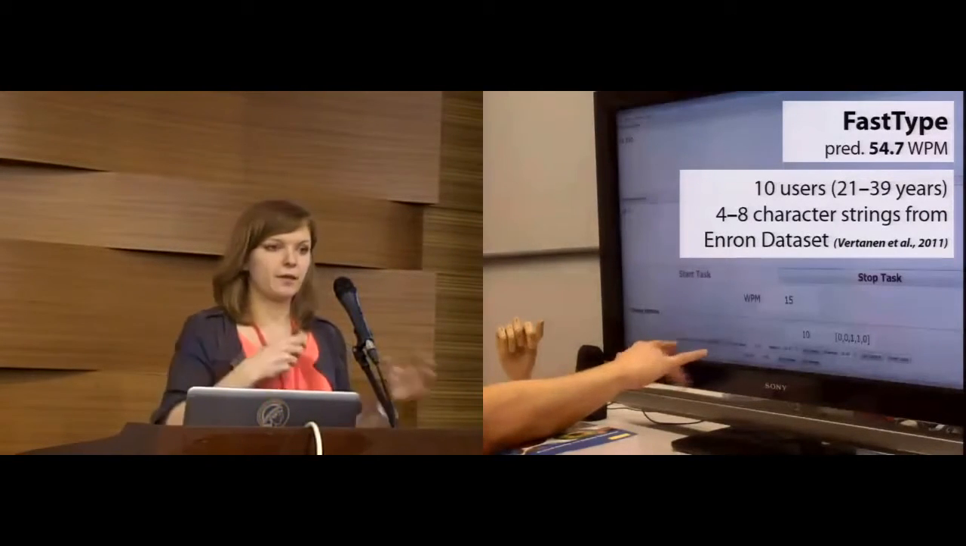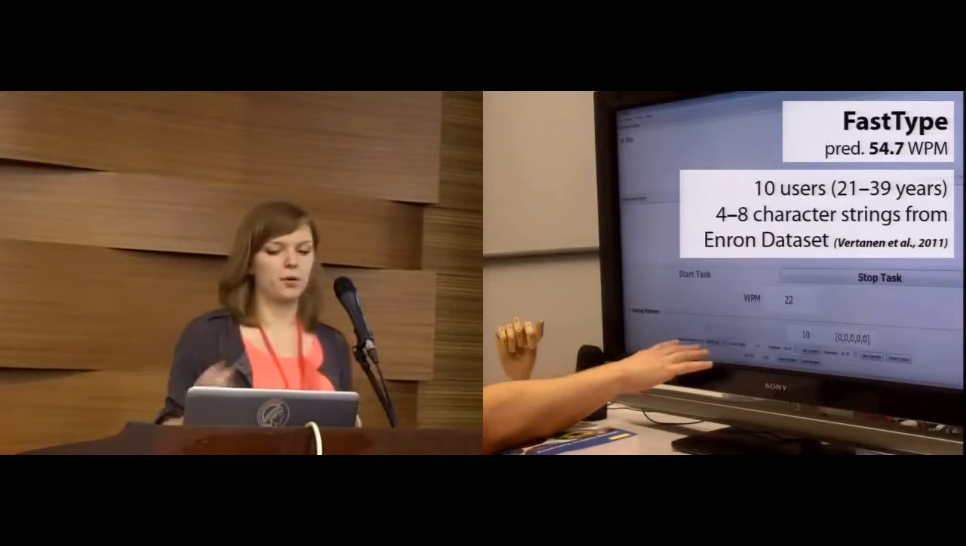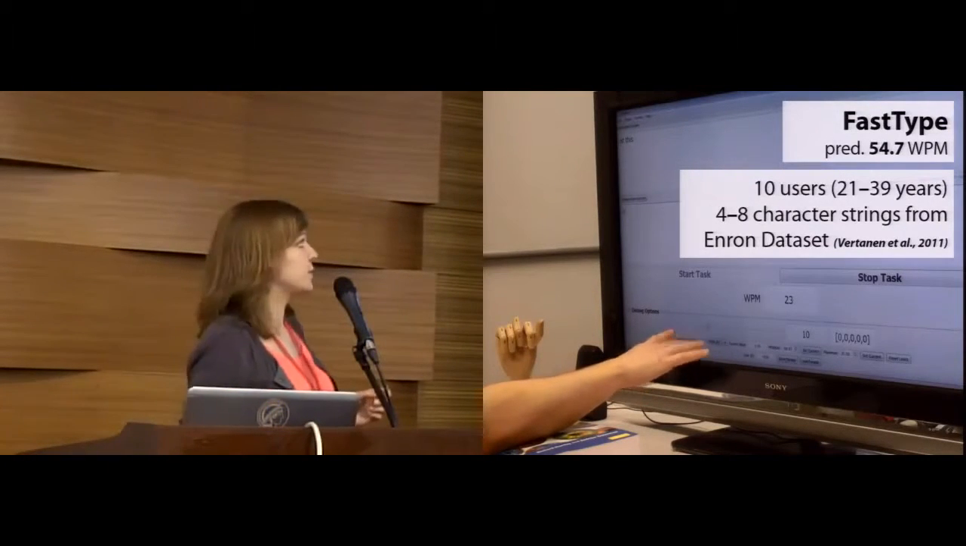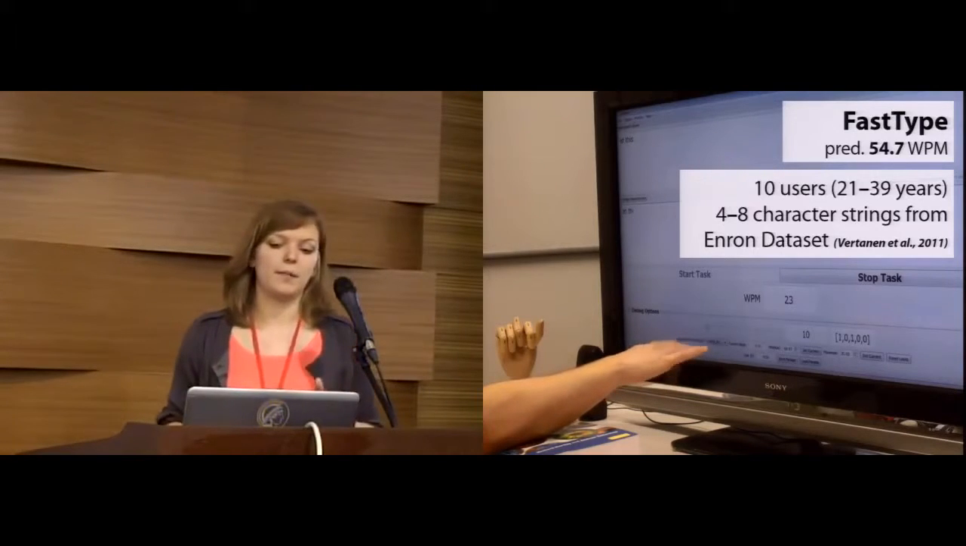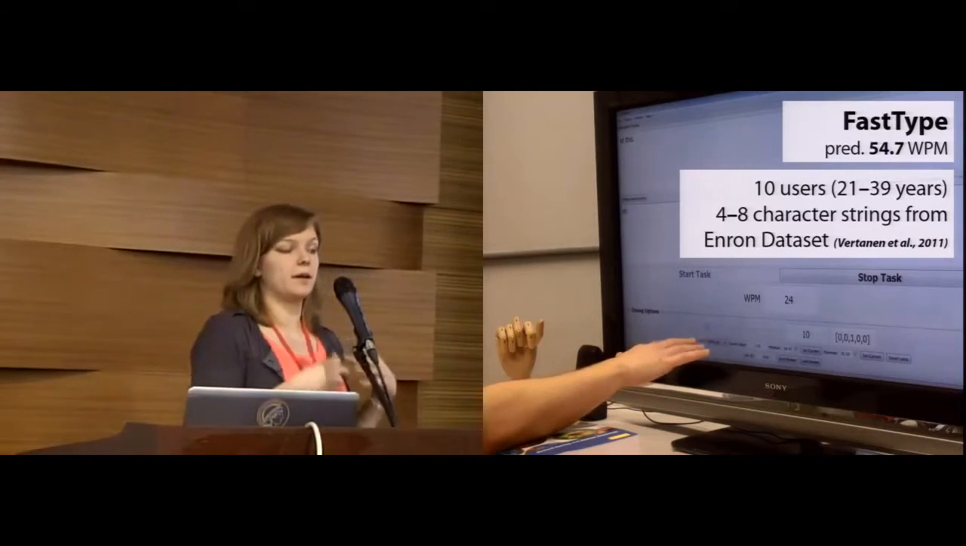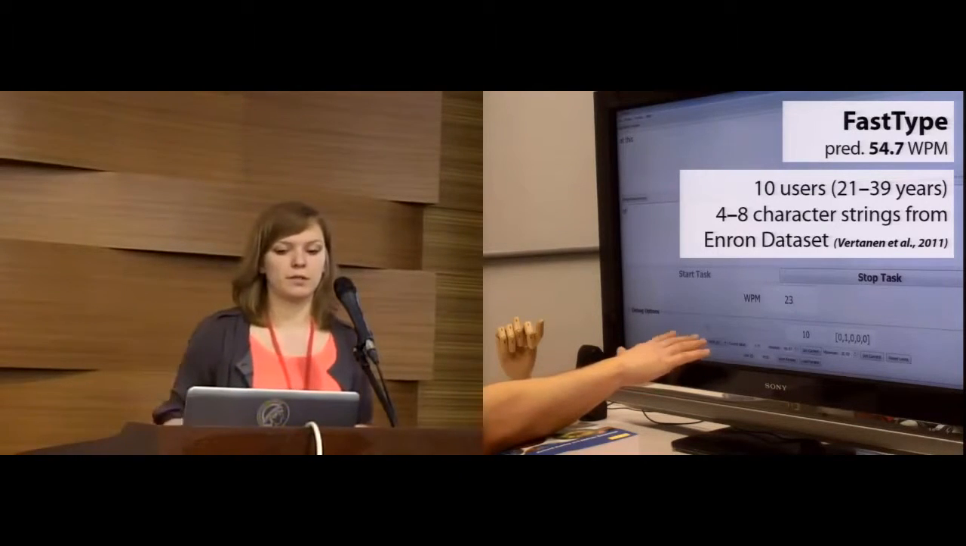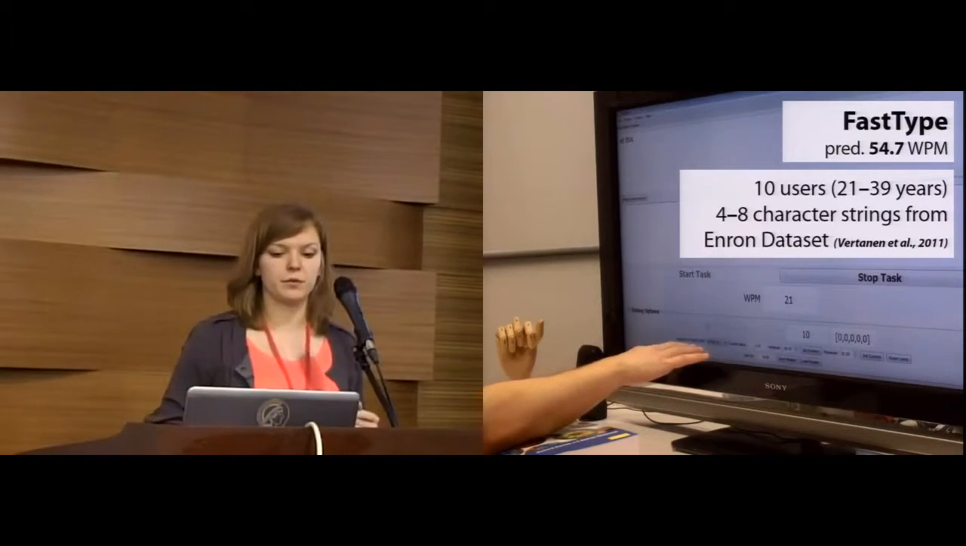And we have explored different kinds of mappings. We report on them in the paper here. I just want to quickly show one of the outcomes, which is called fast type, and was one of the mappings optimized for performance. The predicted performance based on Fitzler models was around 55 words per minute.